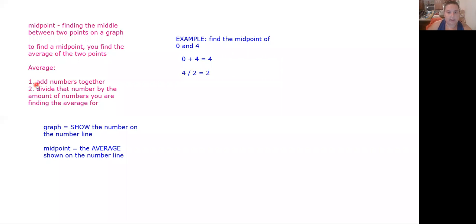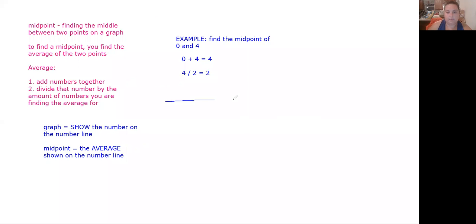Because first we had to add the numbers together. So 0 plus 4 equals 4. Step number 2, finding the midpoint or average, dividing that number 4 by the amount of numbers you are finding the average for. 2, because there's 2 numbers. So 4 divided by 2 is 2. So our midpoint is 2.